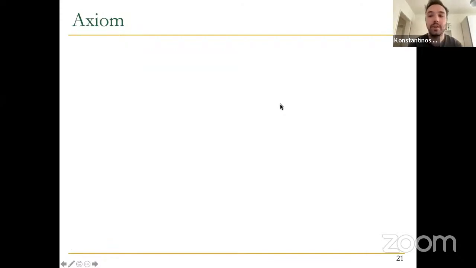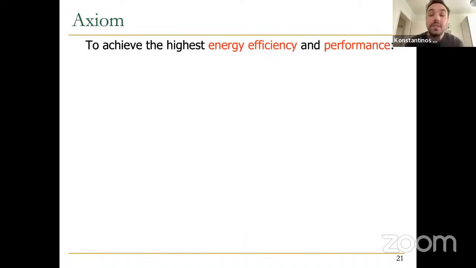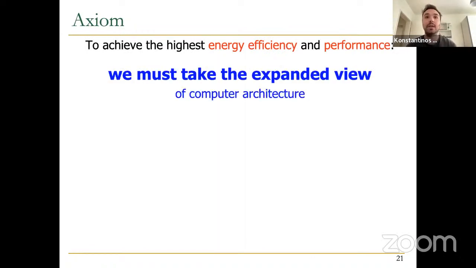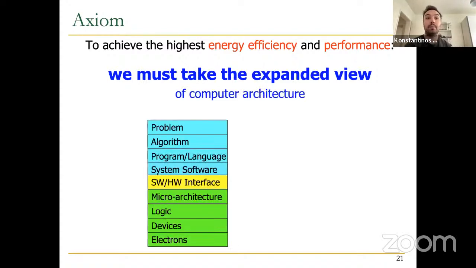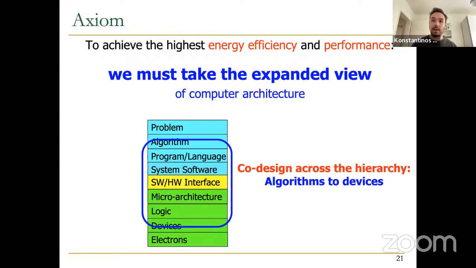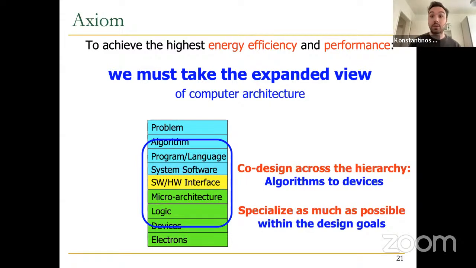Let's first talk about the famous axiom that Professor Mutlu delivers in his lectures. To achieve the highest energy efficiency and performance, we must take the expanded view of computer architecture. As you can see here, we have the problems at the high level, then the algorithms, the system software, the interface between hardware and software, microarchitecture, logic, devices, and electrons. During the previous years, mostly the architecture community was focusing on the system software, the microarchitecture and the hardware software interface. But right now we need to take a more expanded view and co-design across the hierarchy from algorithms to devices, and specialize as much as possible within the design goals to achieve the highest energy efficiency and performance.